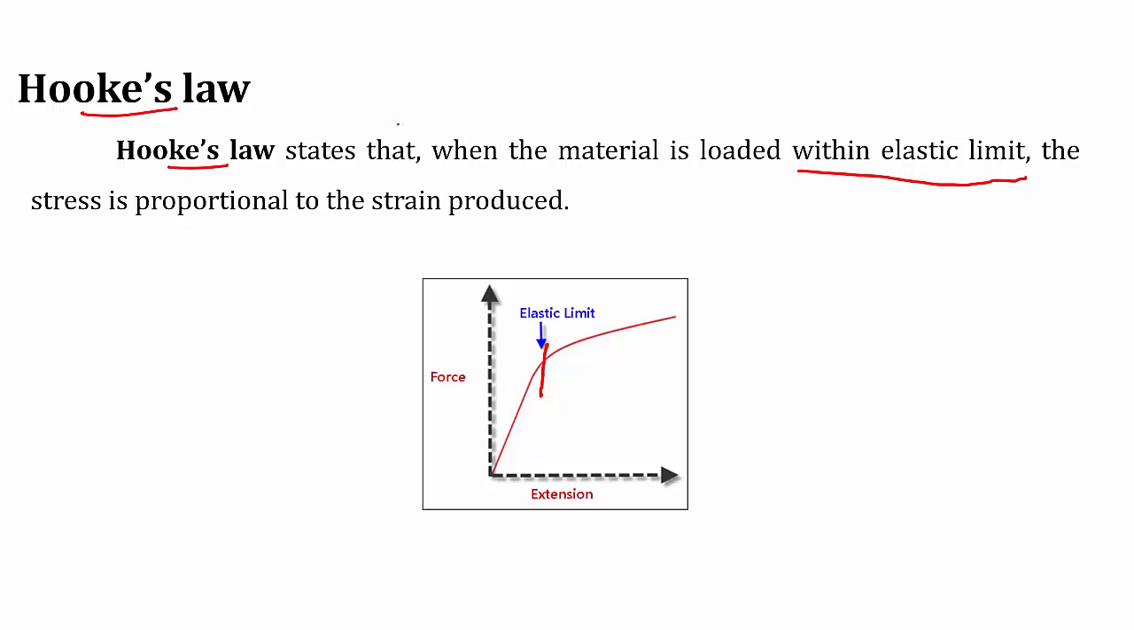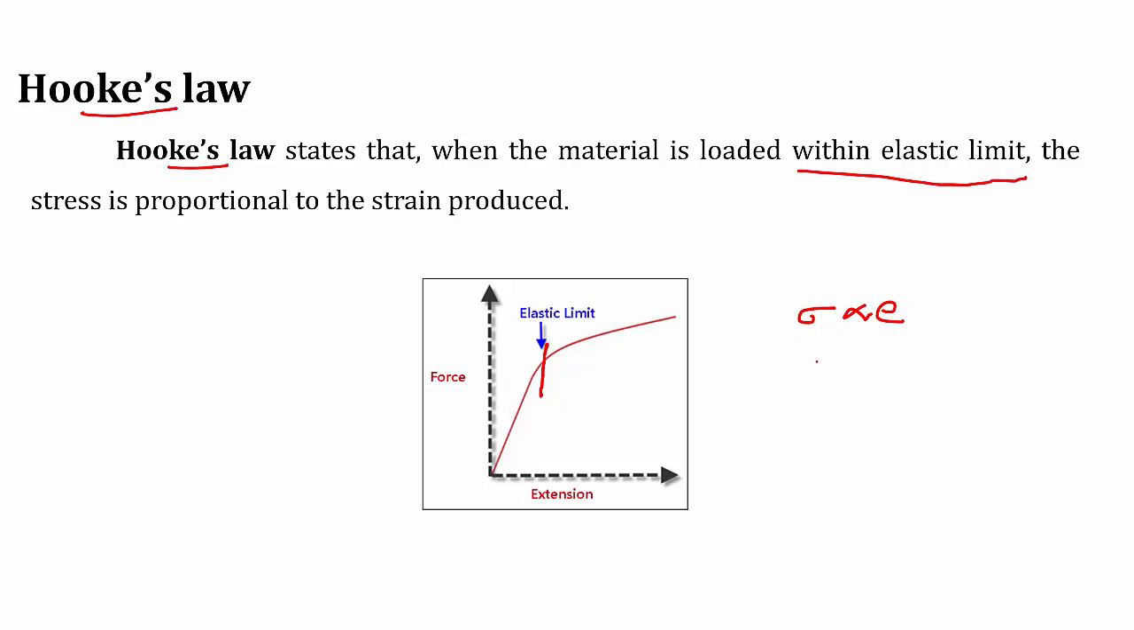So this law is very, very important. Within elastic limit, remember that Hooke's law will work up to the elastic point. So within elastic limit, the stress is proportional to strain. Okay, so sigma is stress and epsilon is strain.